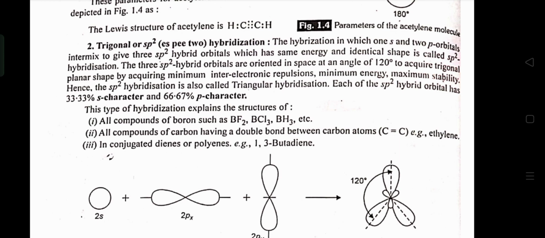Each of the sp2 hybrid orbitals has 33.33% s character and 66.67% p character. This type of hybridization explains the structure of all compounds of boron such as BF3, BCl3, BH3, etc., all compounds of carbon having a double bond between carbon atoms, such as ethylene, and third, conjugated dienes or polyenes, for example 1,3-butadiene.